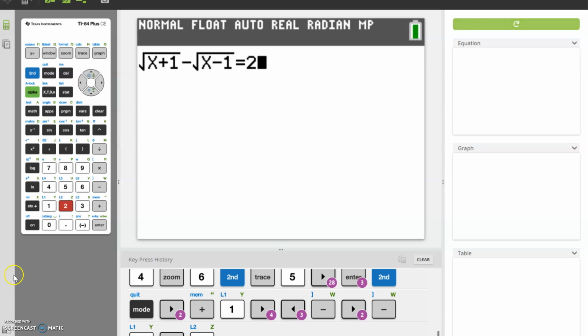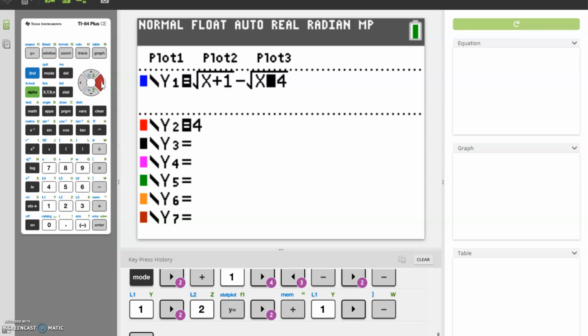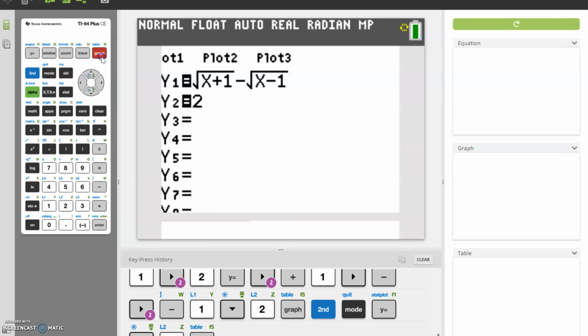So let's go back into y equals and enter this in. I'm just going to overwrite things. You can hit clear and start from scratch if you wish. I'm actually just going to move my cursor through here and do a little bit of editing. My first radical had an x plus 1 in it. I'm going to arrow out from underneath and change that to a subtraction sign. I'm going to arrow in and change this to a minus 1. Then I'll arrow down and overwrite this to a 2. Now let's hit graph.